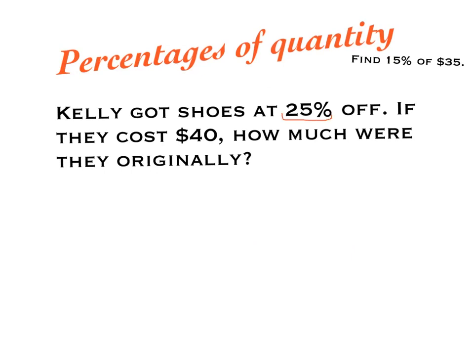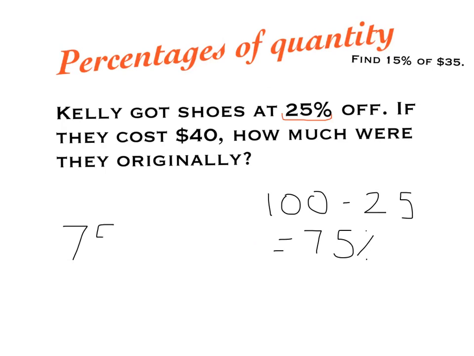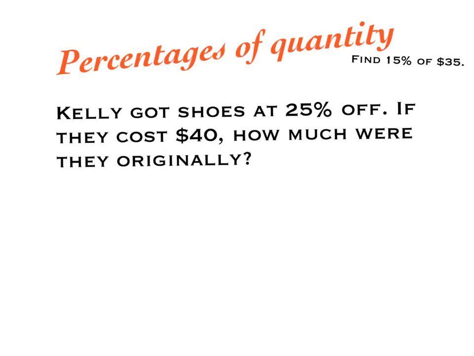I know she got them at 25% off. So if they were originally 100% of their value and you minus 25%, they would have been 75% of their original value. So 75% of their original value was $40. I got that by saying, if she got them at 25% off, they would have been 75%. Okay, that's still kind of not helpful. 75% equals $40. This is the way I love to do it.